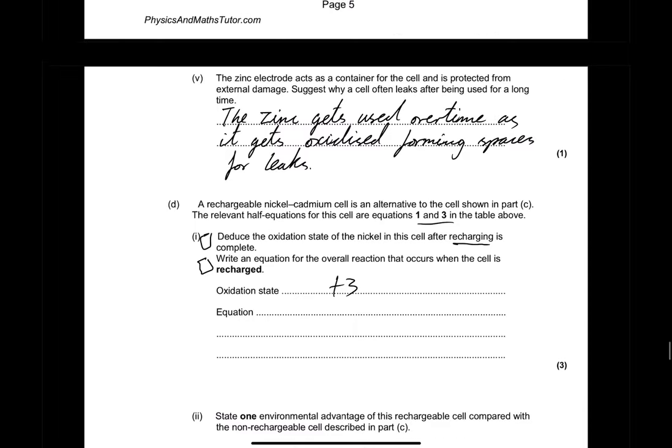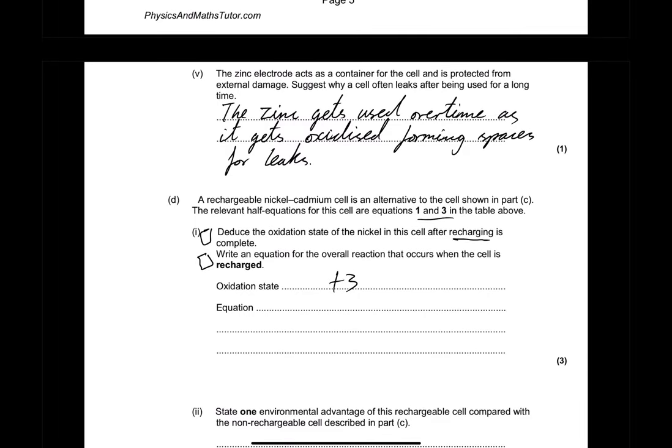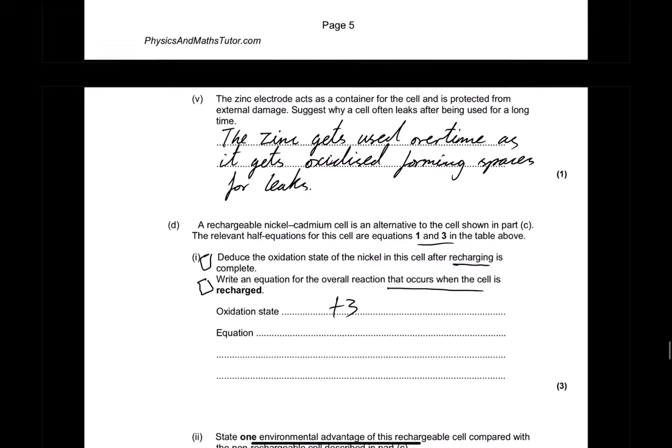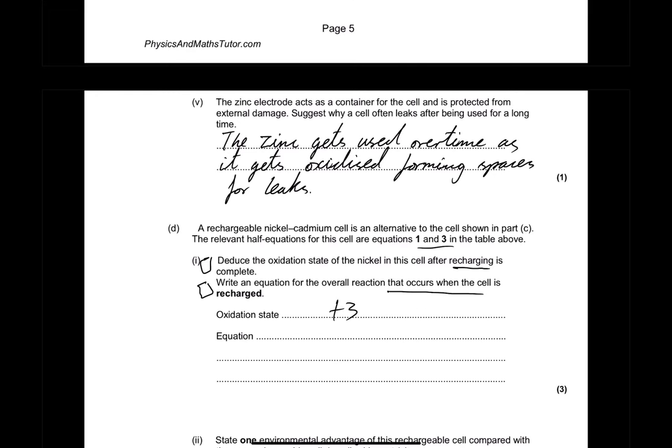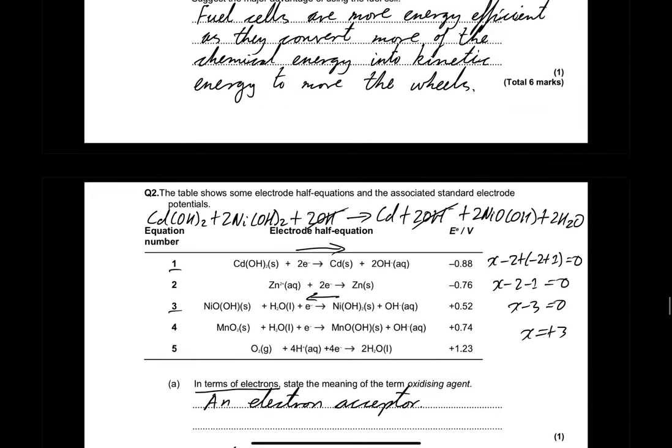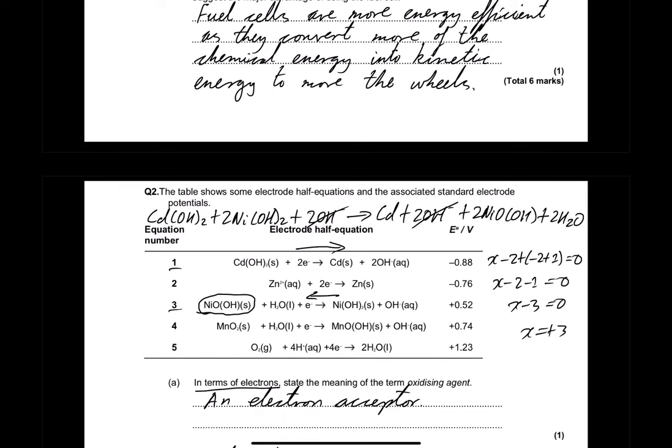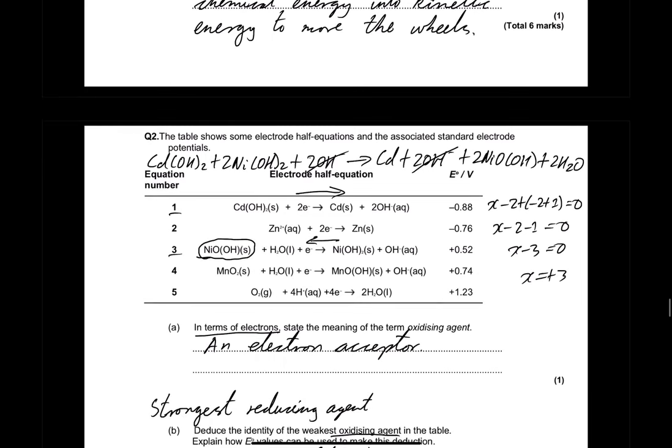To write an equation for the overall reaction that occurs when the cell is recharged. Well, I've already done that. By the way, you didn't have to write the equation to do this first part. I just did it because I saw the second question. But realistically, we've already done the second. You could just see that this one is going to go in this direction here. We can see that this is going to be the one that we're going to look at first. But yeah, I've already done the equation now.